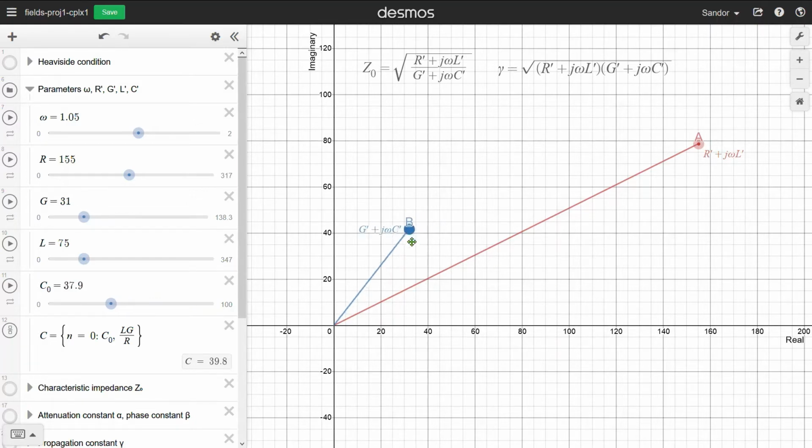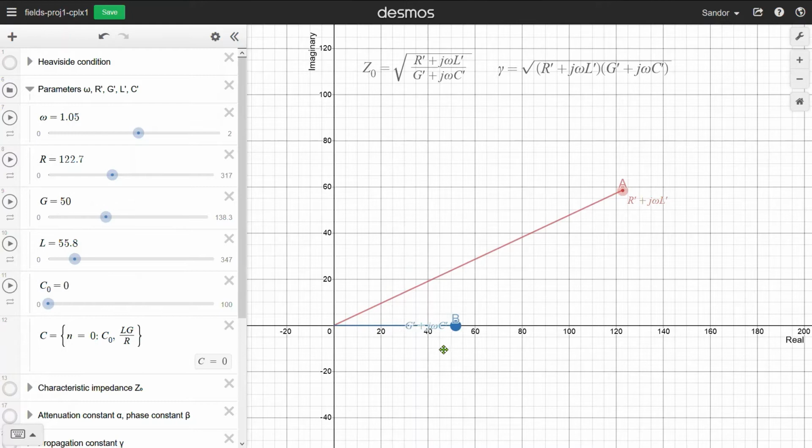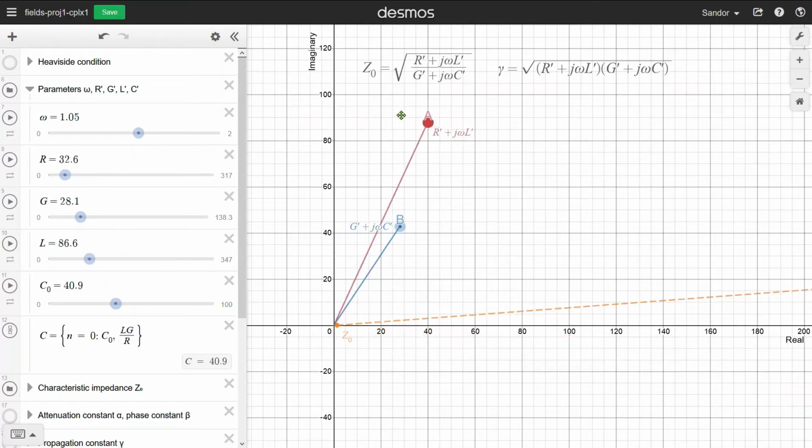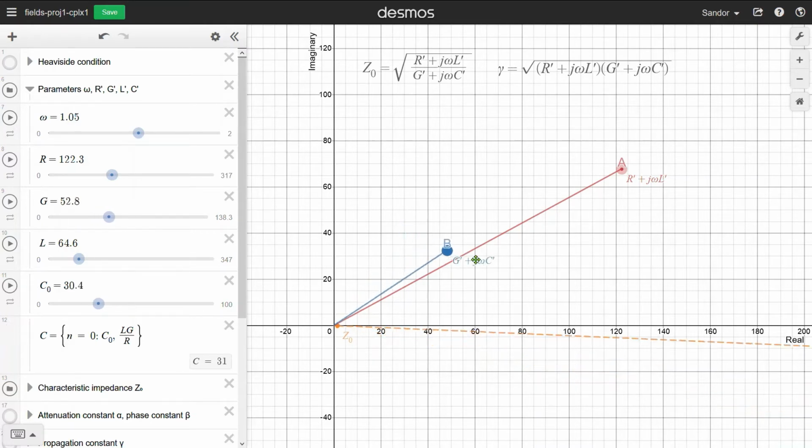If I drag these points around, they change r', g', l', and c'. Notice that because all 4 parameters must be non-negative, both points are restricted to the first quadrant of the complex plane. If we turn on Z0, we can see that changing as well. Because it's so short, I've extended it with a dashed line. Since Z0 is the square root of r' plus j omega l' over g' plus j omega c', its angle is half the difference between the angles of A and B, and we can see that this is true by putting B on the real axis.